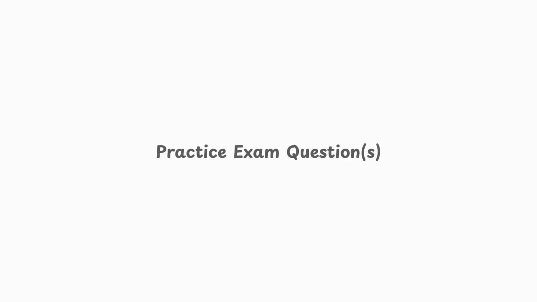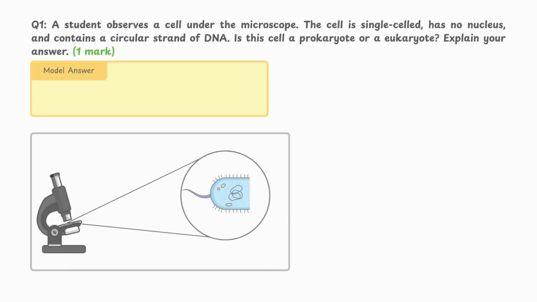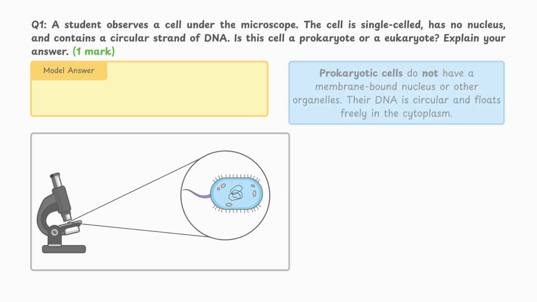Now, let's apply what we've learned to an exam-style question. You can pause the video and try it yourself. A student observes a cell under the microscope. The cell is single-celled, has no nucleus, and contains a circular strand of DNA. Is this cell a prokaryote or a eukaryote? Pause here and study the illustration carefully.